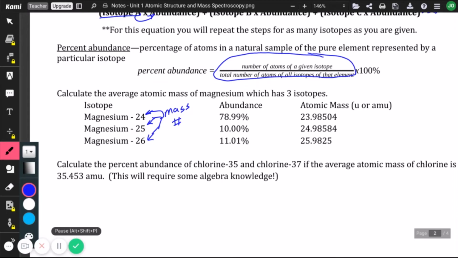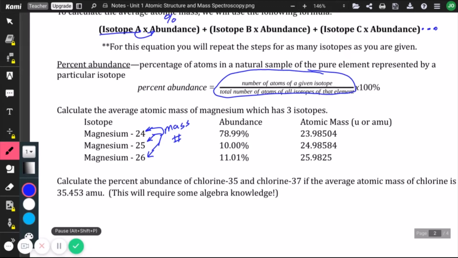Now let's look at our percent abundances. So for our percent abundances, again, that came from our finding the number of the atom divided by the total number of atoms that we've got. So part over whole.